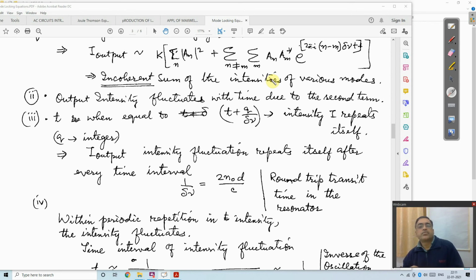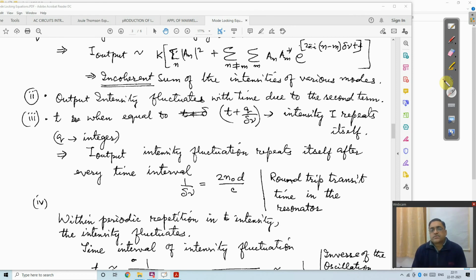When t goes to t plus 1 by delta nu, the intensity I repeats itself. That we see in the gain curve also. So there is a periodic variation, and the output intensity fluctuation repeats itself after every time interval 1 over delta nu, which is equal to 2 n_0 d by c, the round trip transit time in the resonator. This quantity is called the round trip time.